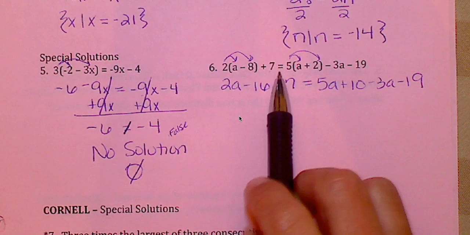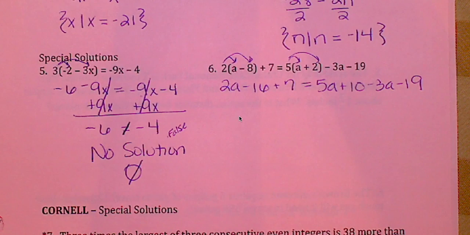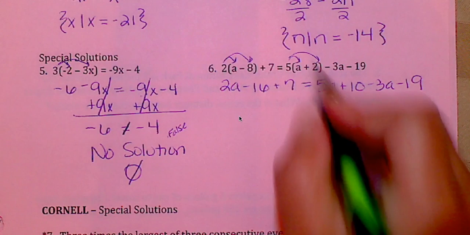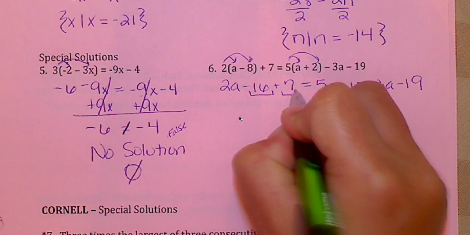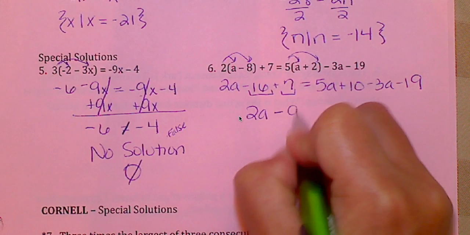So remember, only distribute through the parentheses, not continuing on to these others. Now here's where most of the work is going to be done. We have to simplify both sides. So these are both like terms. We can put those together. Negative 16 plus 7 is negative 9.